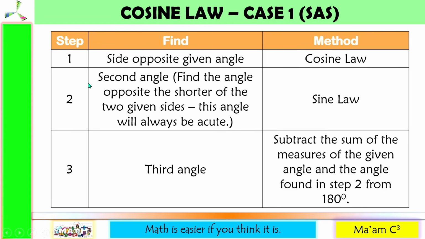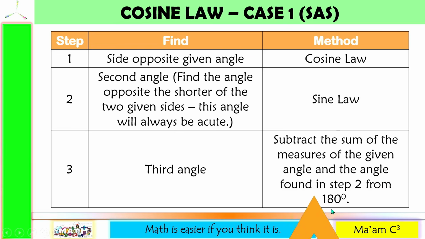Step 2, we're going to find the second angle, and this is the angle opposite the shorter of the two sides given. This angle will always be acute, meaning less than 90 degrees. We are going to solve for the second angle using sine law. Third step is to find the third angle, and you can simply do this by subtracting the measures of the given angle and the angle that you were able to solve in step 2 from 180 degrees.